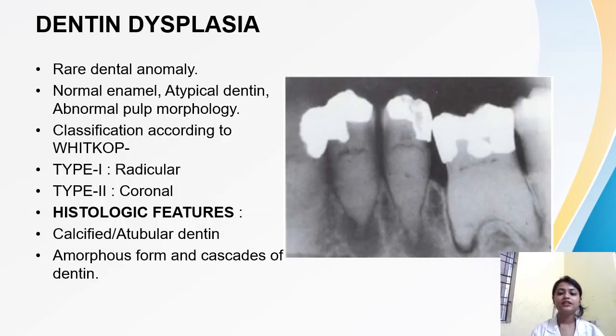Now what is dentin dysplasia? It's a rare dental anomaly, with normal enamel, atypical dentin, and abnormal pulp morphology. Now classification according to Witkop is type 1 radicular and type 2 coronal. Histological features, if we are finding, it is calcified or tubular dentin, amorphous form and cascades of dentin.